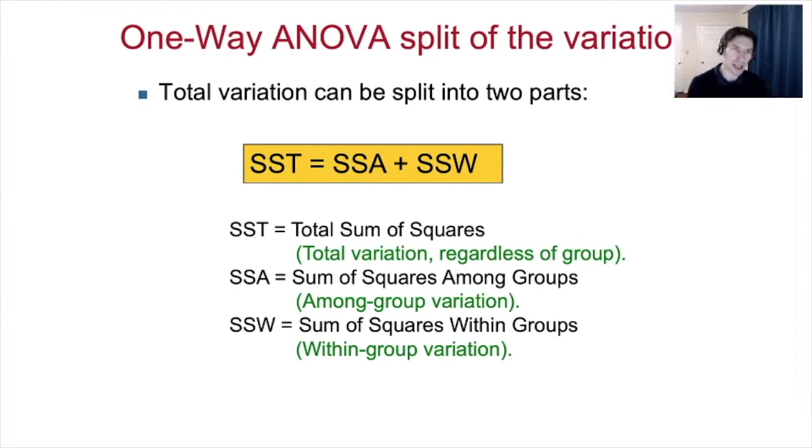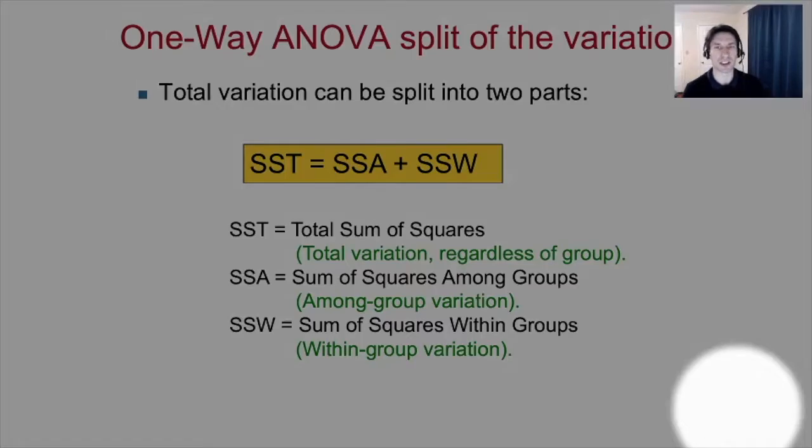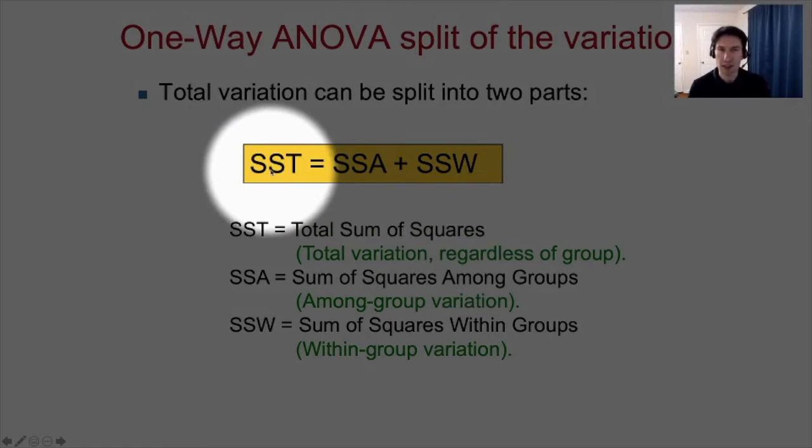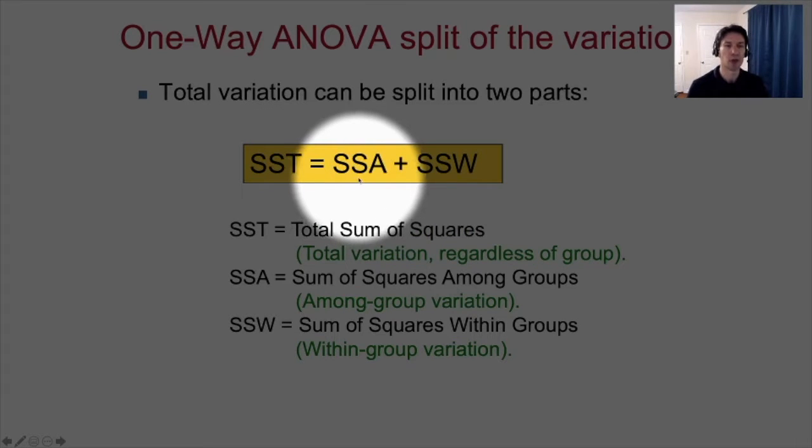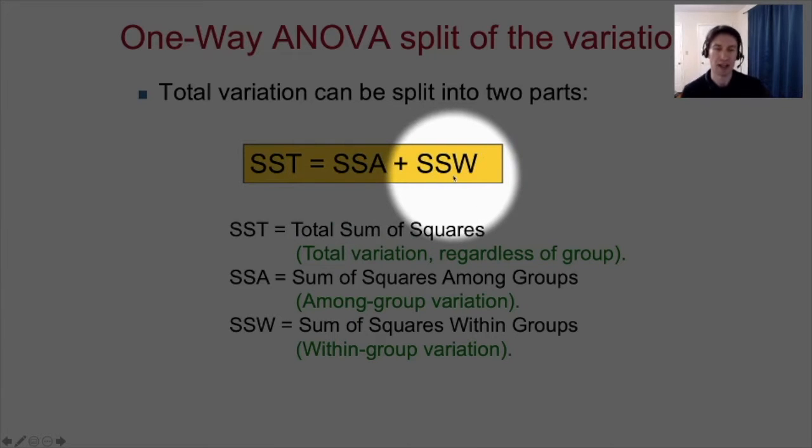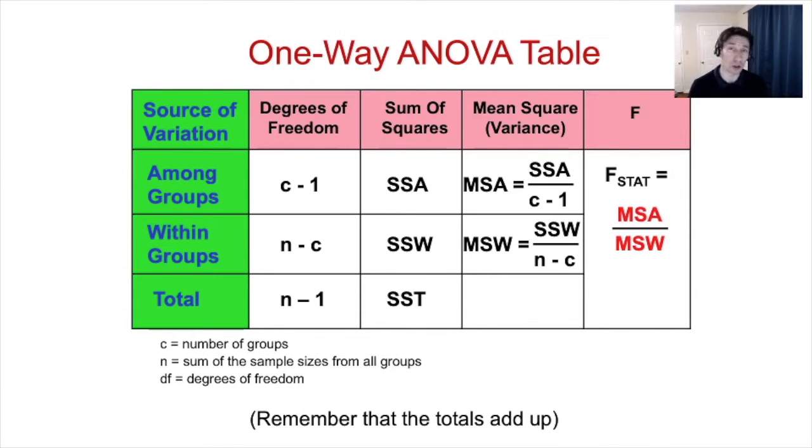You have to understand that the way ANOVA works is by splitting the variation. And how does it split it? It splits it between the sum of squares total, sum of squares among, and the sum of squares within. The second slide you're going to use for all of your one-way ANOVA questions is this one.